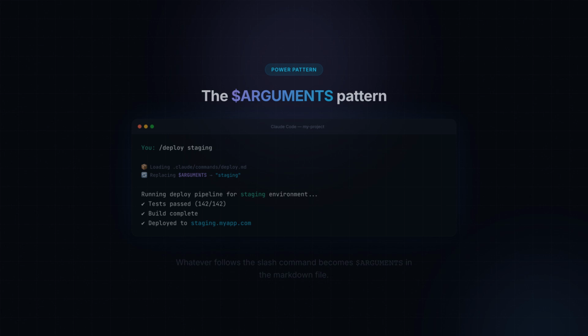So far, our review command checks the entire Git diff. But what if you want to point it at a specific directory? That is where the arguments pattern comes in, and it is one of the most powerful features of custom skills. When you include $ARGUMENTS anywhere in your markdown file, Claude Code replaces it with whatever the user types after the command name. So if your review.md says, review the code in $ARGUMENTS against our standards, and the user types /review src, then $ARGUMENTS becomes src.